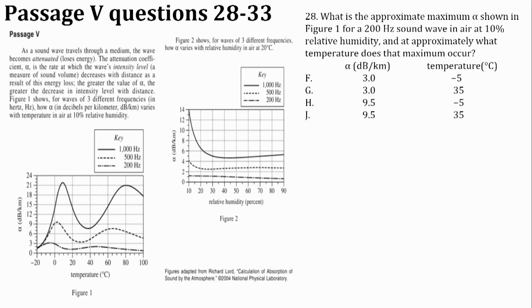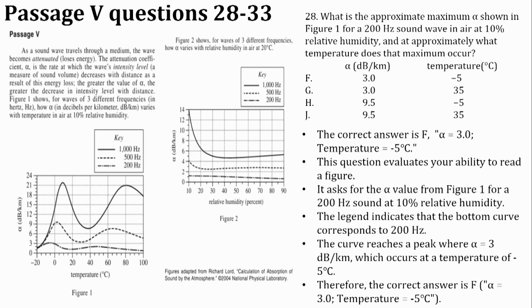This is question 28. It says, what is the approximate maximum A shown in figure 1 for a 200 hertz sound wave in air at 10% relative humidity, and at approximately what temperature does that maximum occur? The correct answer choice is F. A equals 3 and temperature equals -5 degrees Celsius.